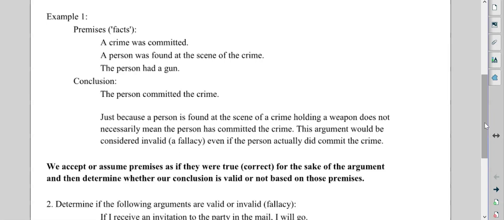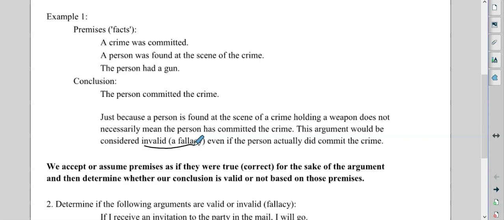Okay, so you might go, hey, you're here, there's a crime, you got a gun, you're guilty. That's your conclusion. But just because a person is found at the scene of a crime holding a weapon does not necessarily mean the person committed the crime. This argument would be considered invalid, a fallacy, even if the person actually did commit the crime. So think about it, just like the police showing up, all right, and then going to trial. Just because that person is there and has a gun in their hand does not mean they committed a crime. All kinds of things could have happened.